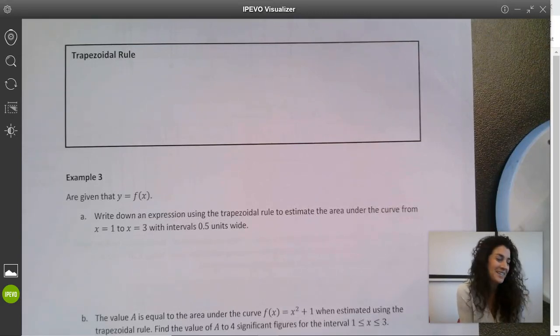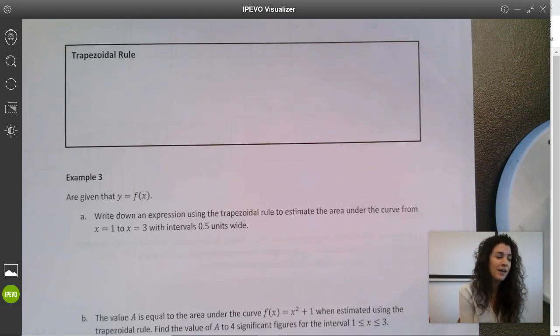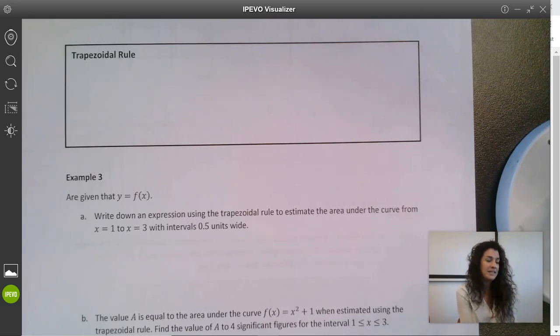Hello, 12th graders. So we are on our last lesson of the year, which is insane, of 2 years, which is even more crazy. We are wrapping up the idea of the trapezoidal ability to approximate areas underneath a curve.